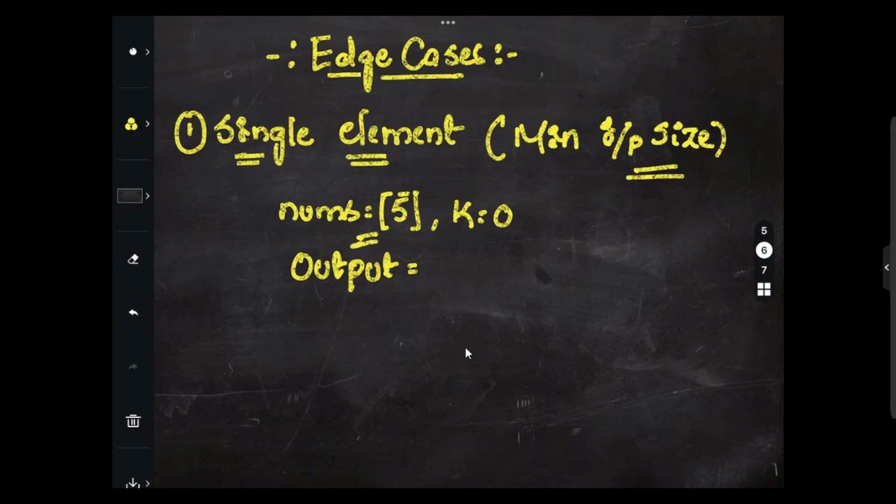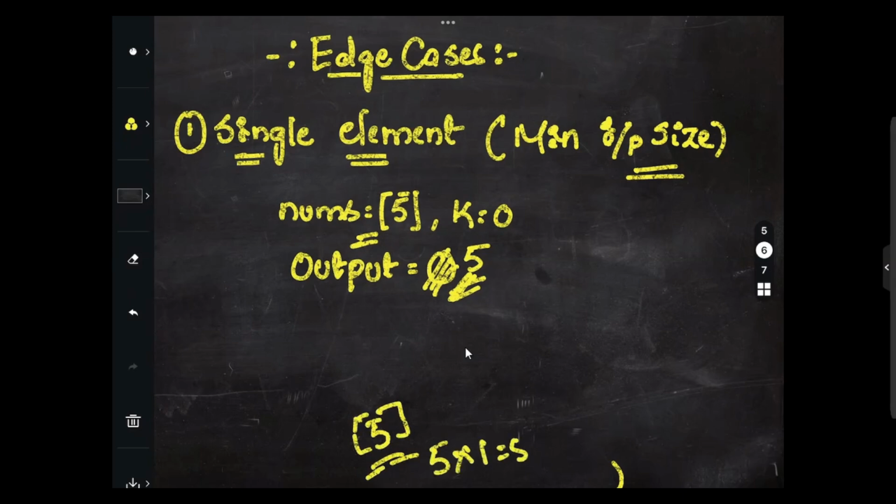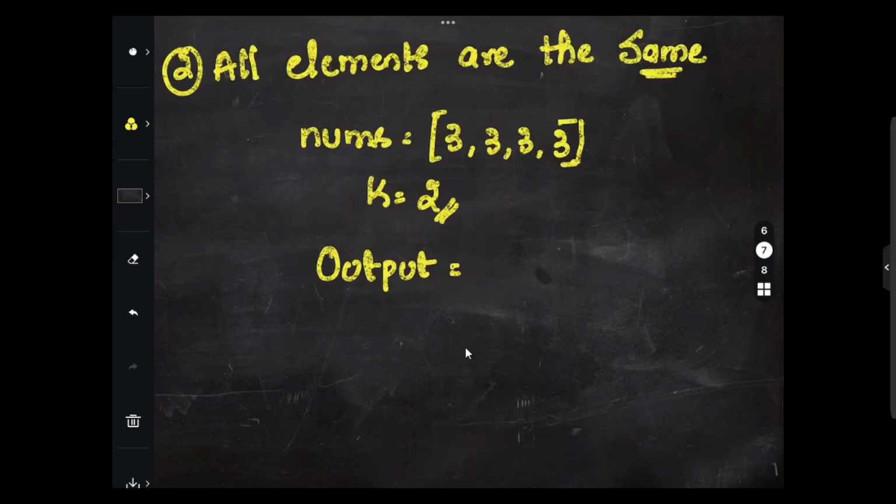So k equals 0. So output will be here 0 itself. Why output is 0 here? Output will be 5 here. We have one element. So output will be 5 here. So the only possible subarray is here 5. The only possible subarray is 5, and its score will be quite obviously 5 into 1, nothing but 5. That's what output we got here. I hope this is clear. This is for the first edge case, single element.